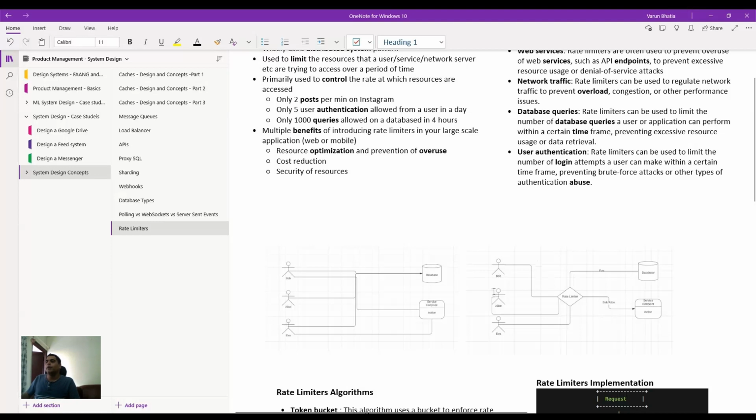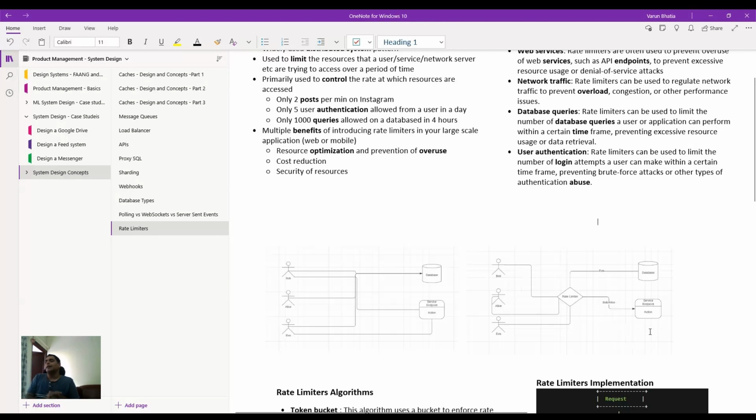But let's say Bob, Alice, and Eva are also making requests to the service endpoint, and there's some action that the service takes, right? So in this case, you are either allowing Bob or Alice, depending on the design, or you might allow both, but you are not allowing all three simultaneously to reach this service endpoint, right?